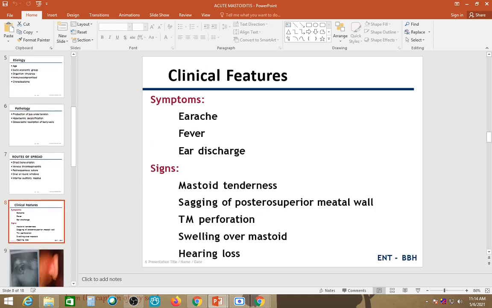Okay, and the clinical features. What are the symptoms? Signs and symptoms can occur when persons are suffering from mastoiditis. The symptoms we can find from the patient are earache, then fever can arise, then ear discharge will be there. And the signs: mastoid tenderness we can find from the examination, sagging of the posterior superior meatal wall, tympanic membrane perforation, swelling over the mastoid, and hearing loss can occur.